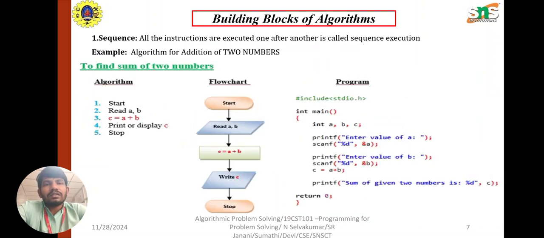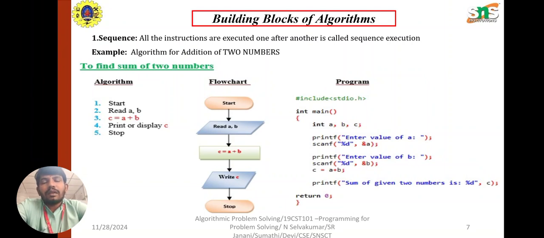Next, sequence. In a sequence, all the instructions are executed one by one, one after another. For example, to find the sum of 2 numbers. In a program we have 3 integers A, B, C. We give one value to A and one value to B, and the result is stored in C. In the algorithm, first, start the program. Second, read A and B. Next, C is the integer to store the addition of the 2 numbers, so C equals A plus B.